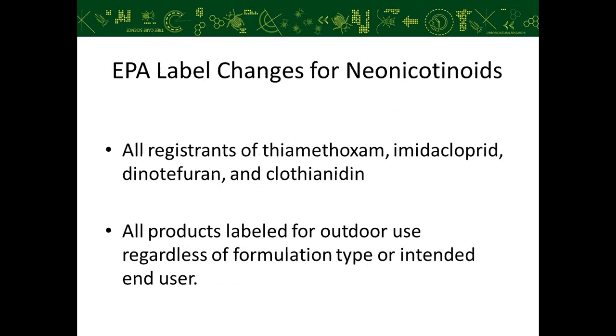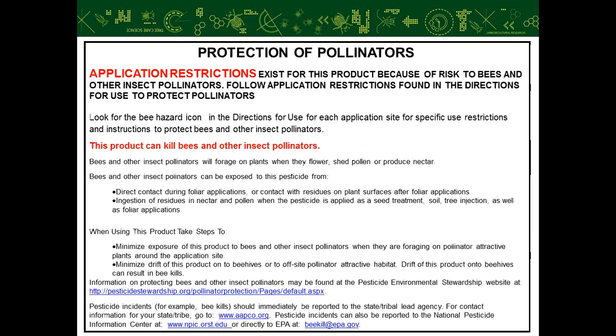As I mentioned, what EPA has basically demanded from the different manufacturers and registrants for 4 out of the 6 neonicotinoids is that all products labeled for outdoor use, regardless of formulation type or intended end user, and that includes the active ingredients thiamethoxam, imidacloprid, dinotefuran, and clothianidin, are required, under the directions for use on these product labels, to put in a pollinator protection box.